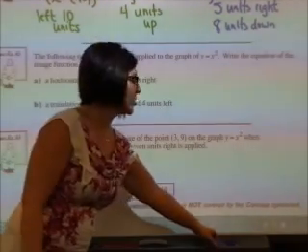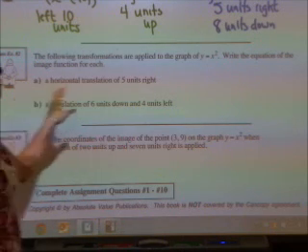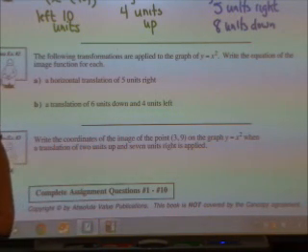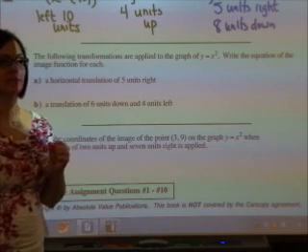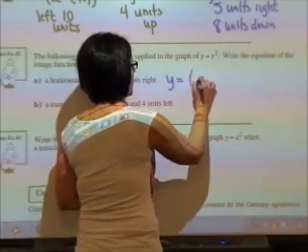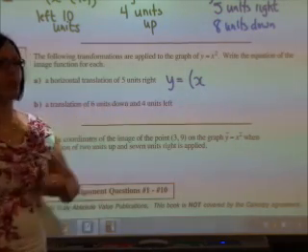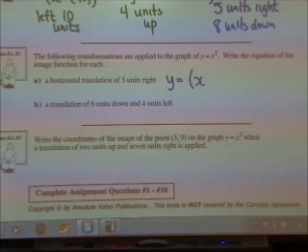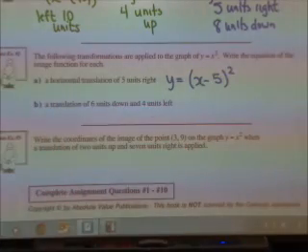In class example number 2, you're going to write the equation. So we start off with x squared. If I do a horizontal translation of 5 units to the right, is that an x or a y? It's an x. So I'll have y equals, and I'm going to open up a set of brackets, because that's how I'm going to put it with the x. How do I show 5 units to the right? And then it's squared.